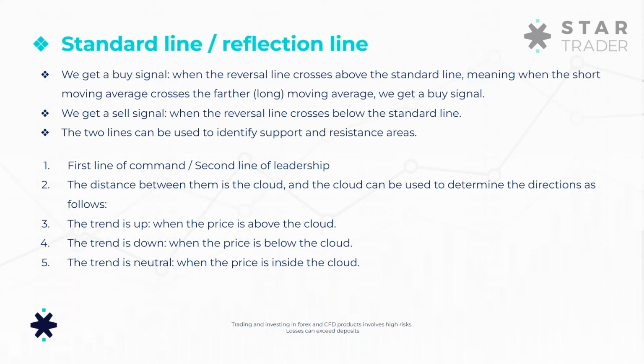We get a buy signal when the reversal line crosses above the standard line, meaning when the short moving average crosses the farther long moving average. So there are some crossovers in these indicators using the cloud, where we will have either a buy signal or a sell signal. As we discussed the buy signal, there is also a sell signal. We get a sell signal when the reversal line crosses below the standard line.